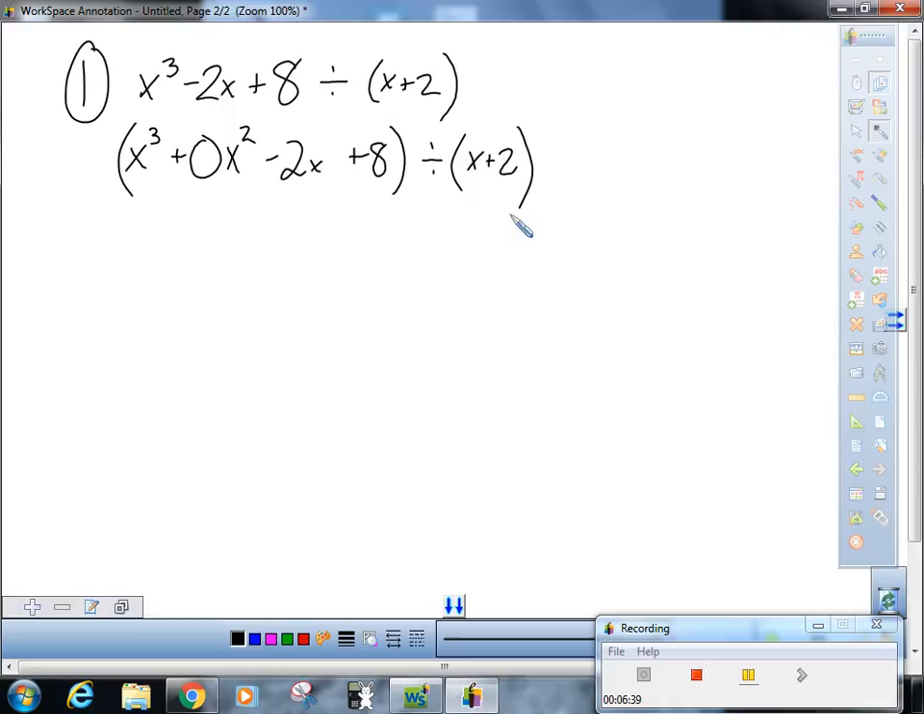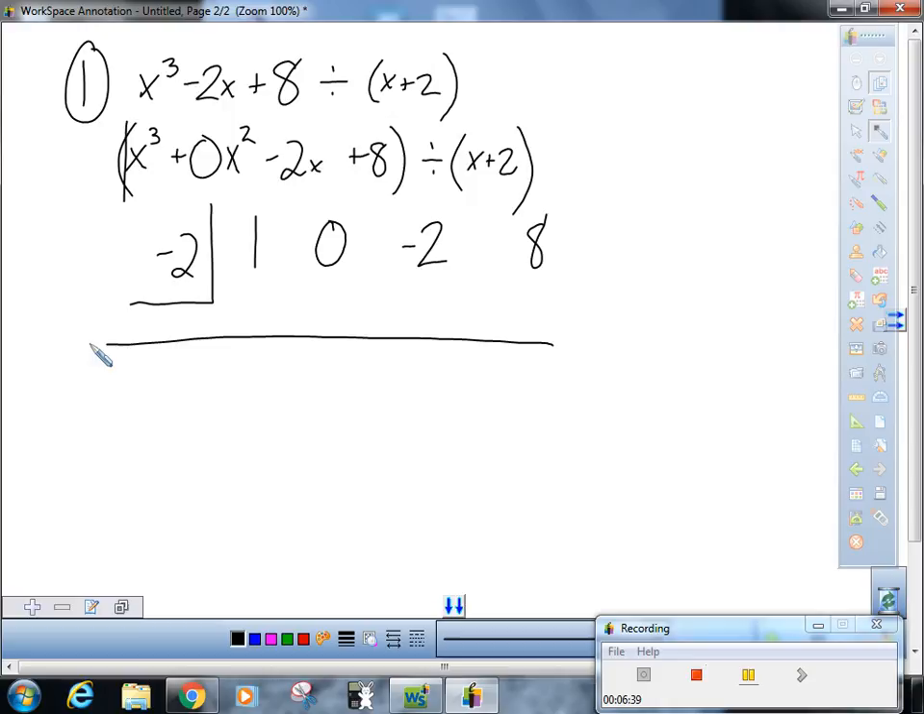Now what we need to do, what am I going to change this plus 2 to? We're going to write a negative 2 inside this little half box. And now we write our leading coefficients. There's a 1 there. So it's 1, 0, negative 2, and a positive 8. I don't need to write that plus. I give myself room, and I write a line.